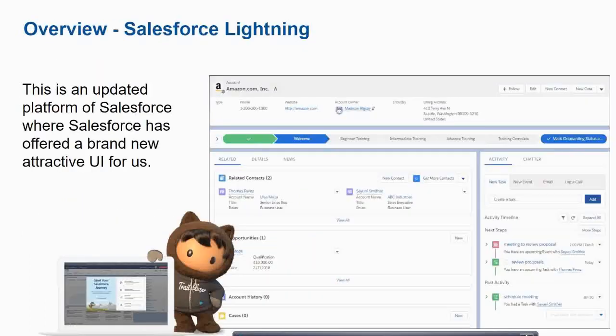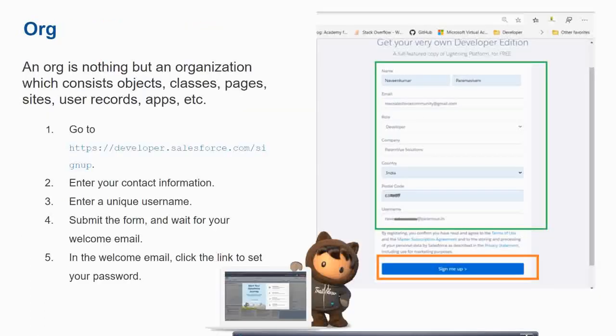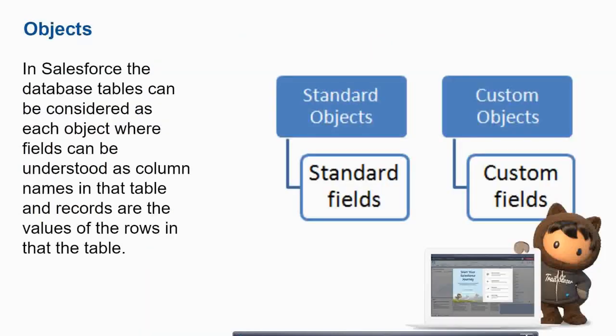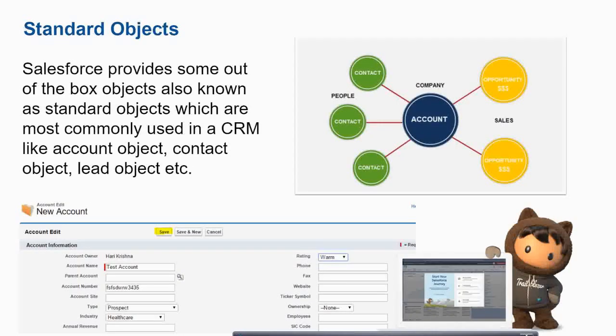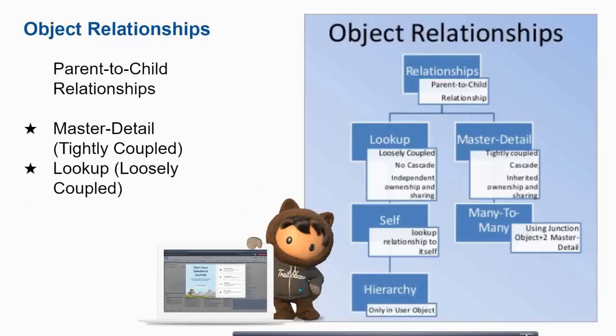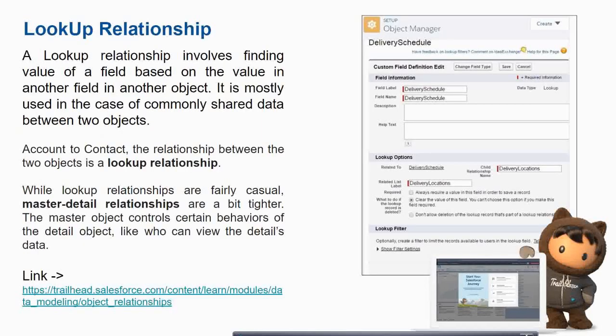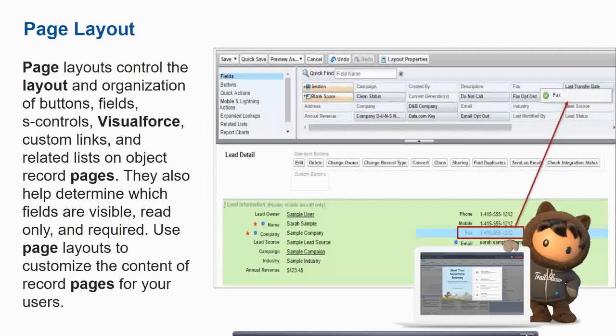We had this overview: what is an org, what is a developer console. I have also shown you how you can search using the quick find box. There are objects, custom objects and standard objects. Then the relationships you have, like master detail relationship and lookup relationship. I have covered that, but just to give you a brief recap: master detail relationship is a tightly coupled relationship, lookup relationship is a loosely coupled relationship.